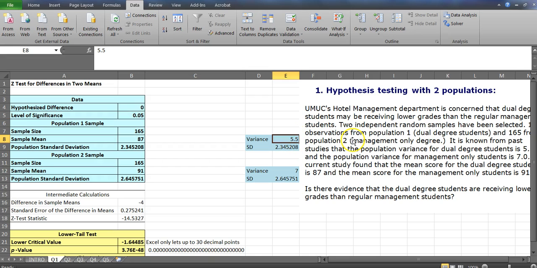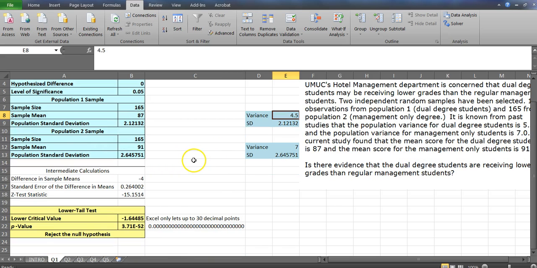So whatever number you plug in here, I let it calculate the standard deviation for you here, and it writes it into the turquoise area. All you need to do really is plug in the numbers for the sample sizes, which are given in the problem, the sample means, which are given in the problem, and the variances, which are given in the problem, and then it'll compute the rest for you.